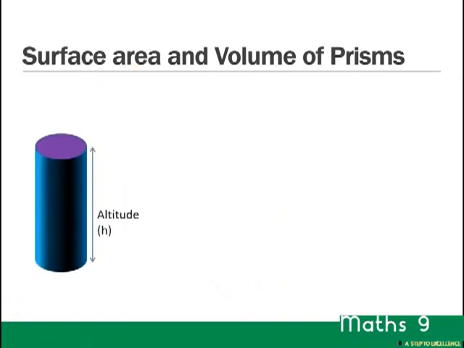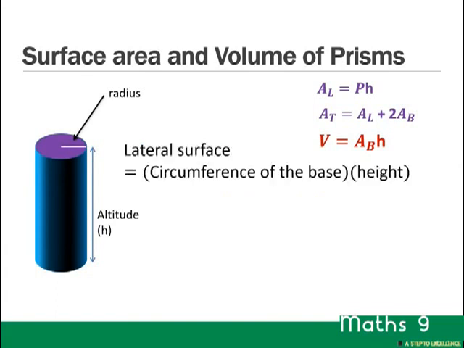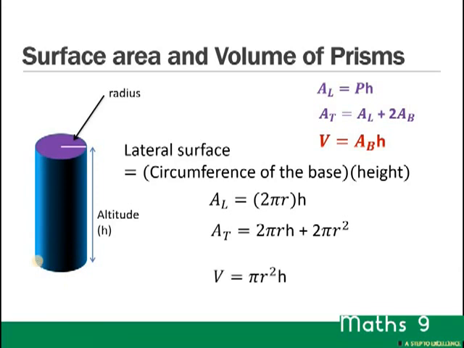For a cylinder with altitude h and radius r, we can use the same formulas: AL equals Ph, AT equals AL plus 2AB, and V equals ABh. In this case, the lateral surface, which is the perimeter times the height, is going to be the circumference of the base times the height, which is 2 pi r times h. So the total surface area will be 2 pi r times h plus 2 times the area of the base, and the area of the base is the area of a circle, which is pi r squared. The volume is going to be the area of the base, pi r squared, multiplied by h.